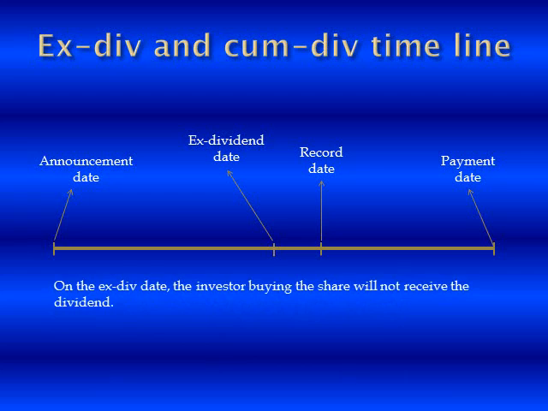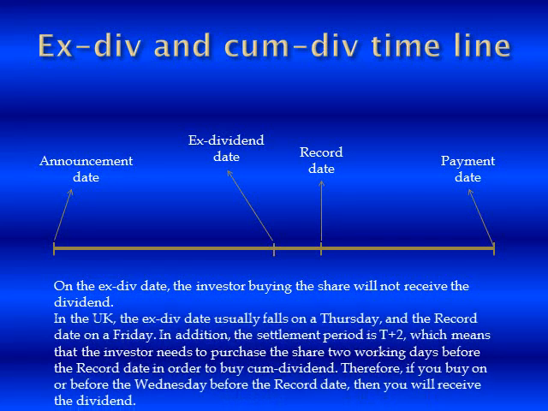On the ex-div date, the investor buying the share will not receive the dividend. In the UK, the ex-div date usually falls on a Thursday and the record date on a Friday. In addition, the settlement period is T+2, which means that the investor needs to purchase the share 2 working days before the record date in order to buy cum-dividend. Therefore, if you buy on or before the Wednesday before the record date, then you will receive the dividend.